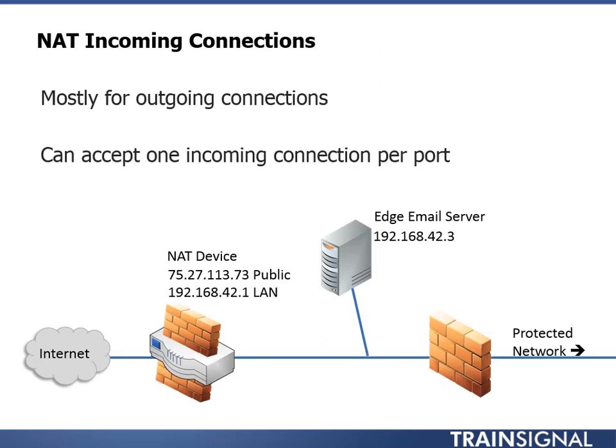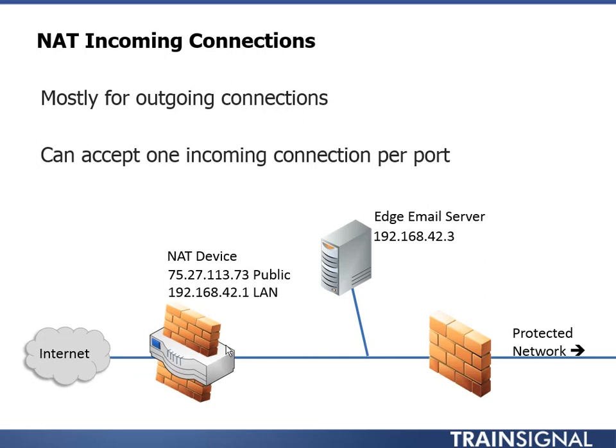NAT can, however, accept some incoming connections. Imagine that you have a big network filled with hundreds of different clients and they all need to browse Facebook and Reddit. Well, you can give them all private IP addresses and the NAT device will just take their connections and send them out to the internet. Because they're all outgoing connections, this one IP address is going to work fine. But imagine you also want to host an email server on your internal network. Well, the email server needs to be able to receive incoming messages. That's a connection coming from the internet and to the server.